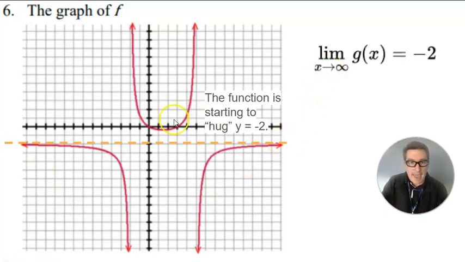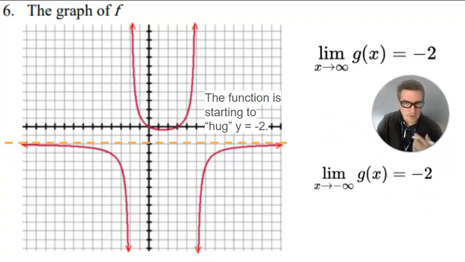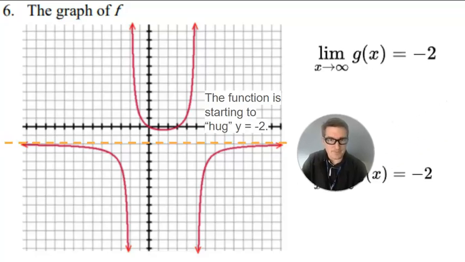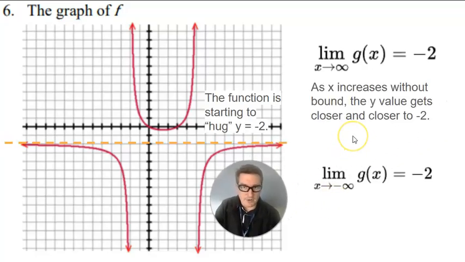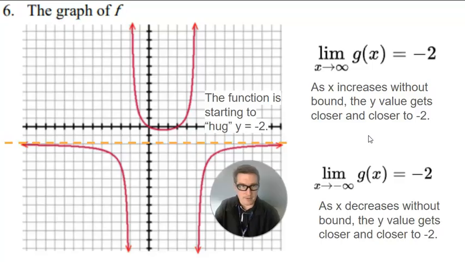So as my x approaches the right of the graph, meaning as my x gets larger and larger, my function just starts to come closer to -2. And then on the left side, as my x values go to negative infinity, my y value is getting closer and closer to -2. So I can write that out as limits on both sides. As x increases without bound, the y value gets closer and closer to -2, and as my x decreases without bound, the y value gets closer and closer to -2.